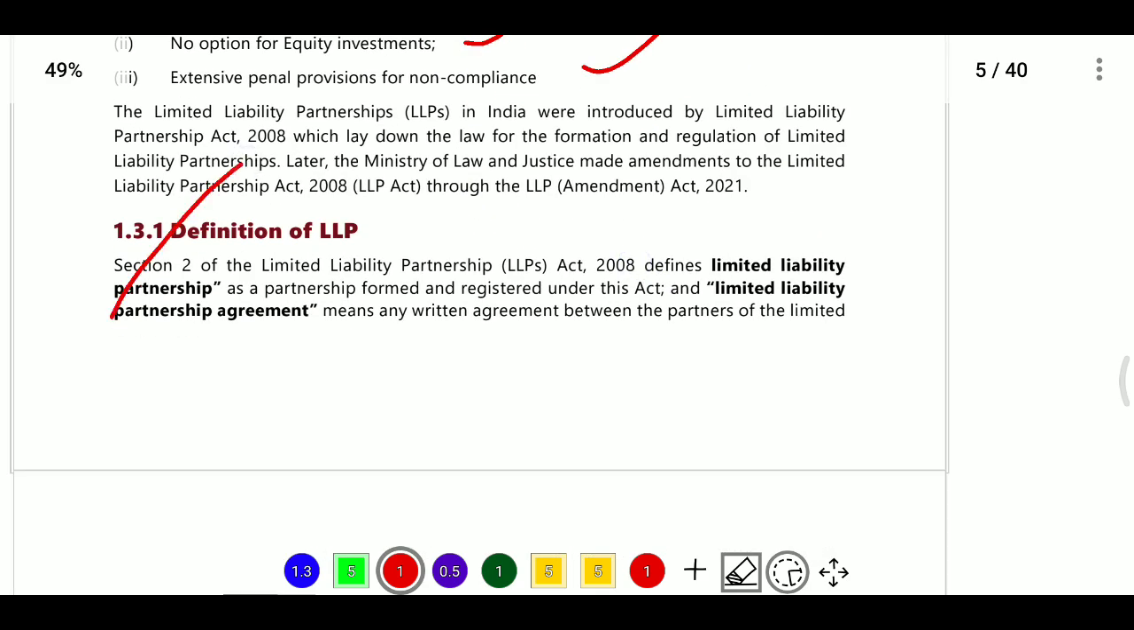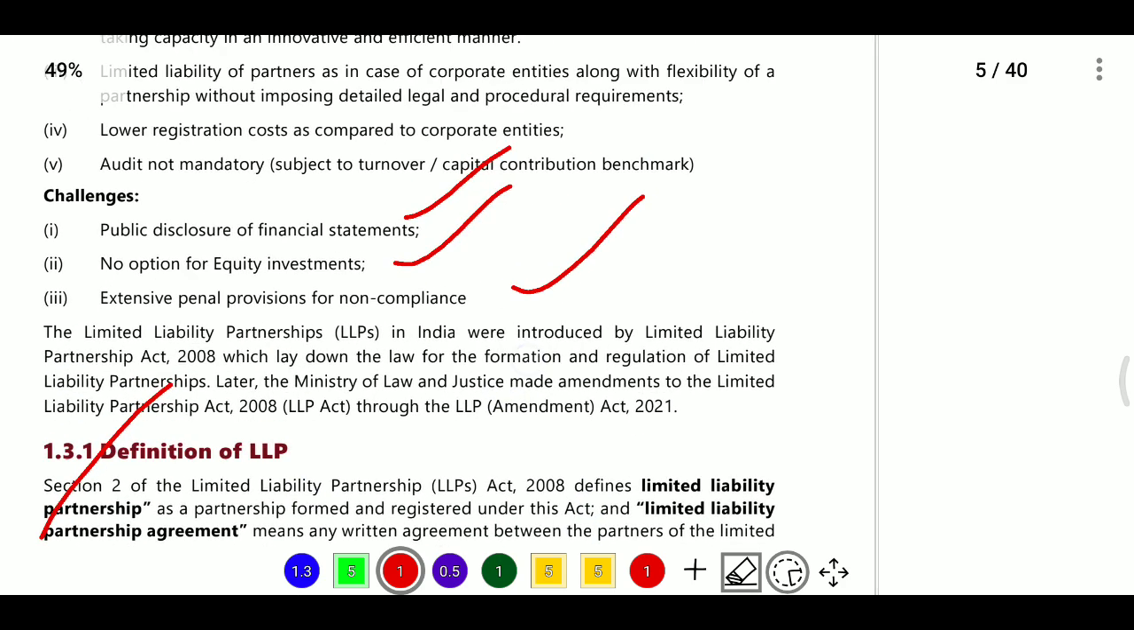Now what is meant by LLP? For example, an IT consulting firm formed as an LLP enjoys the benefits of limited liability, but it faces challenges when trying to secure significant funding due to its LLP structure.